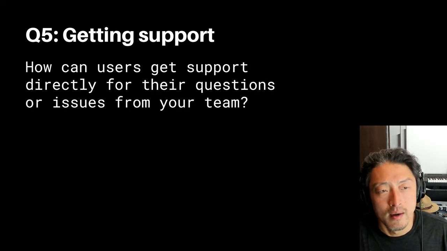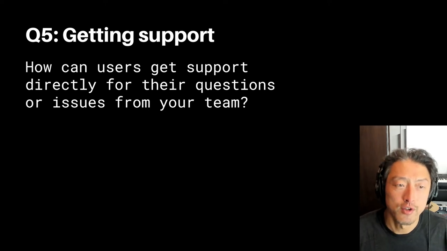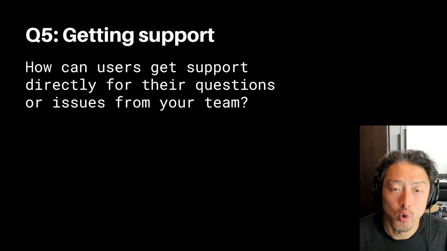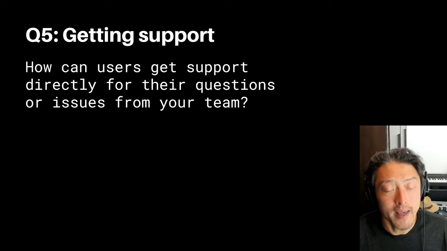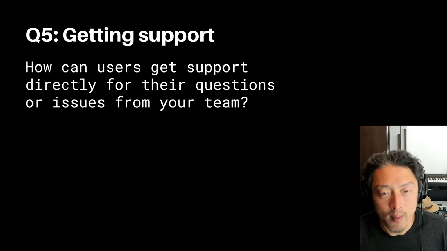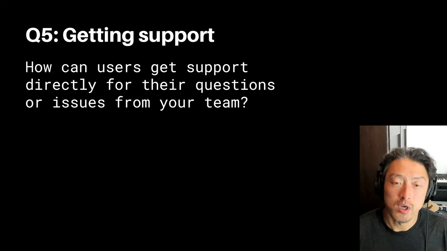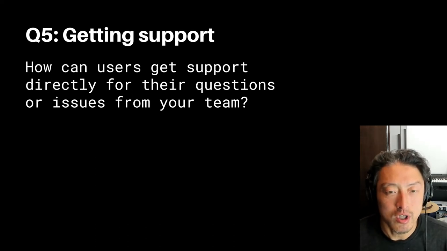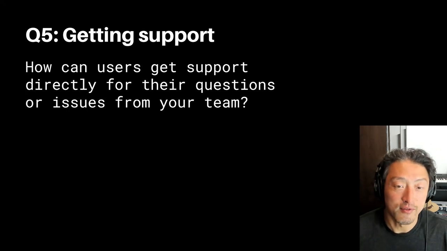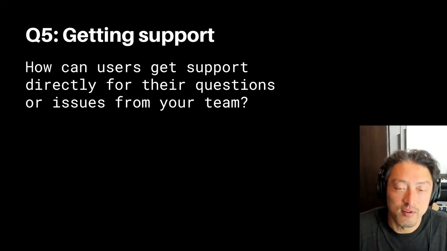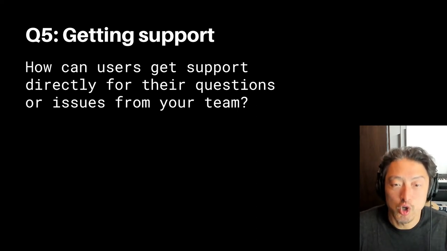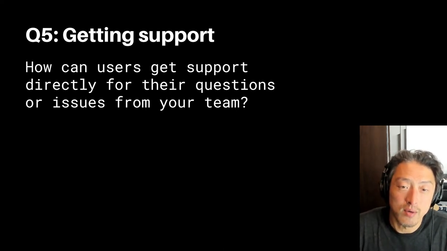Number five, getting support. How can users get support directly for questions or issues from your team? We have a very active Discord community where we have dedicated community managers who will try to answer questions about Hummingbot from the community. If you can't find it on our website, the Discord link is discord.gg/hummingbot. In addition, because we're a community-based project, we have a vibrant community of developers who are able to answer questions on Discord as well. It's free. We're all a team of users as well as developers, so we encourage everyone from the community to not just use Hummingbot, but also to help new users have an understanding of it as well.